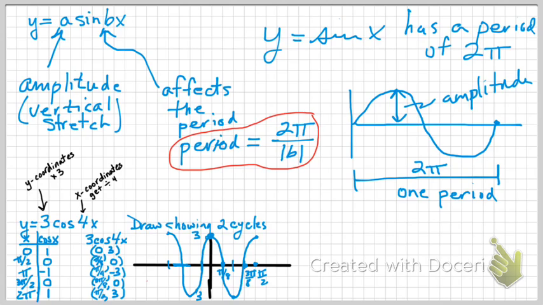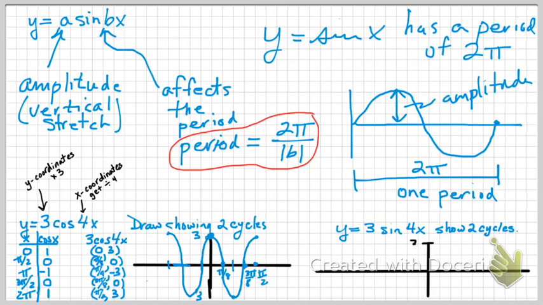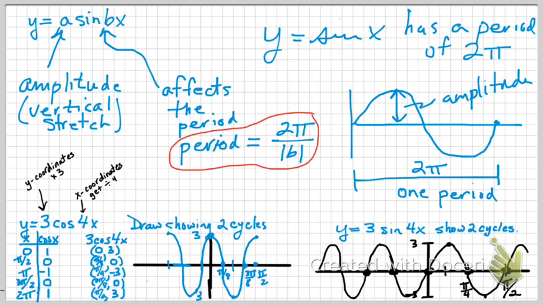This is a graph showing 2 cycles. If I do another one where y is equal to 3 times the sine of 4x showing 2 cycles, again, we're going to plot those points and you're going to see what 2 cycles looks like, and there we go. There's our graphs. Your assignment then is to do page 233, numbers 1 to 15.